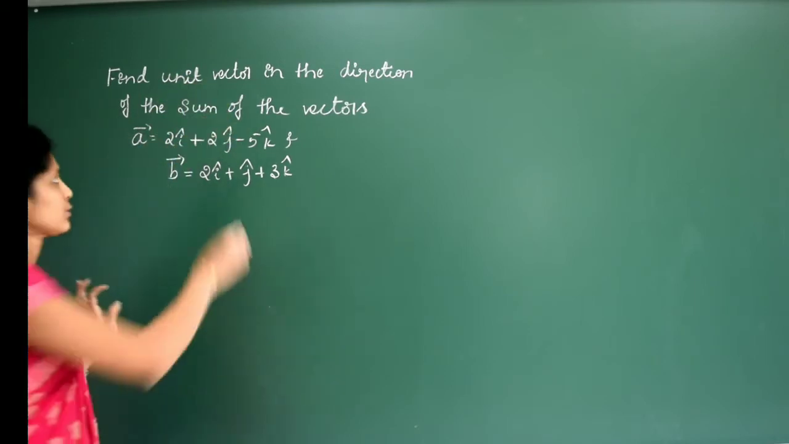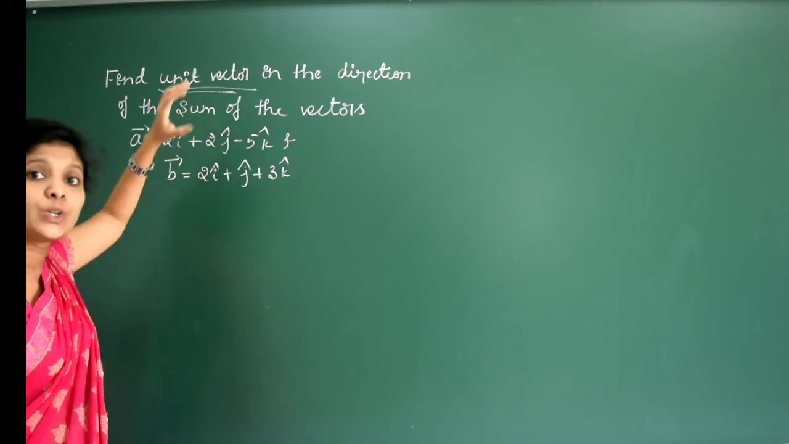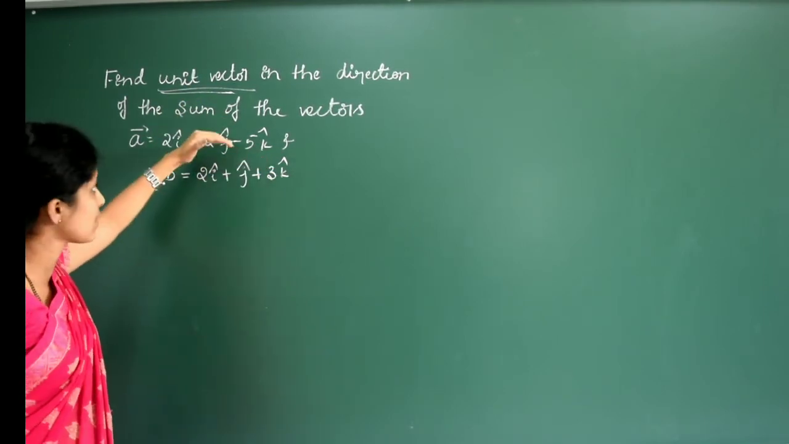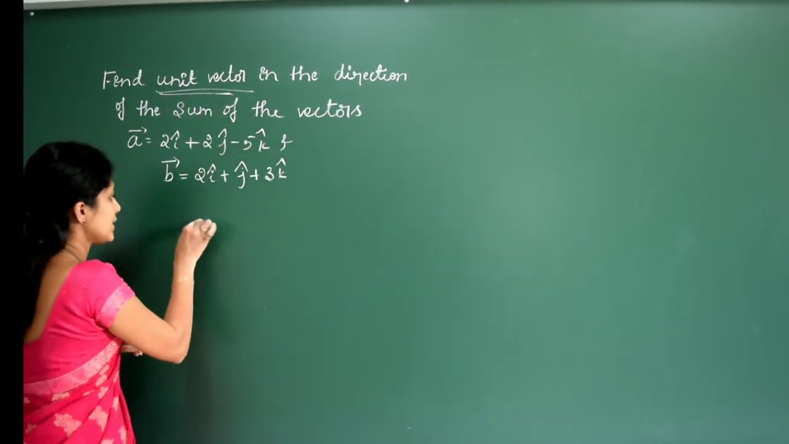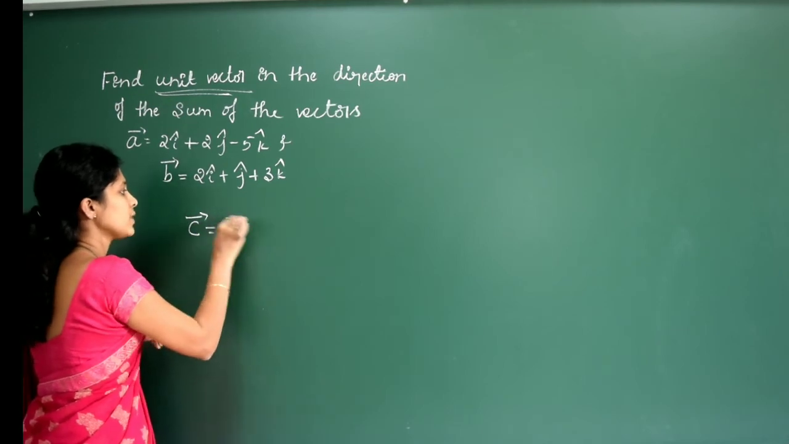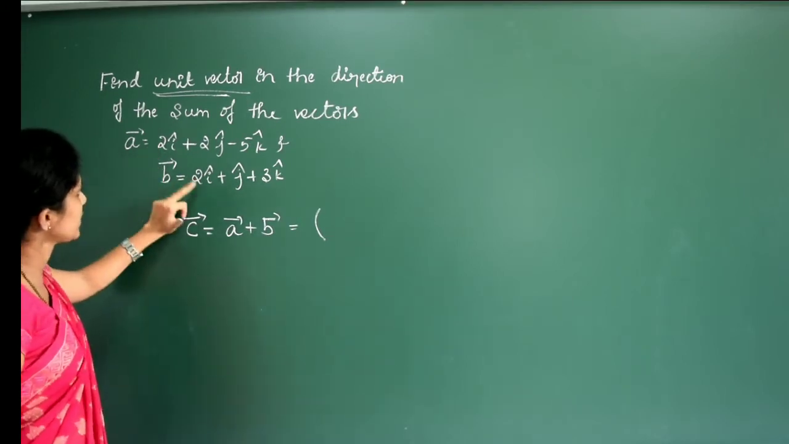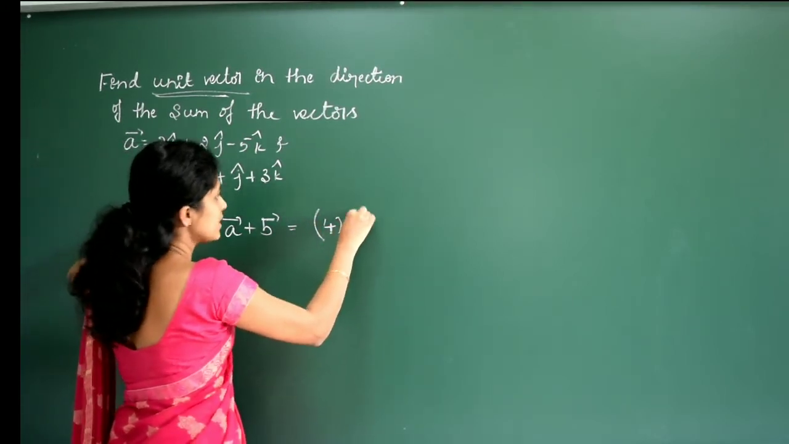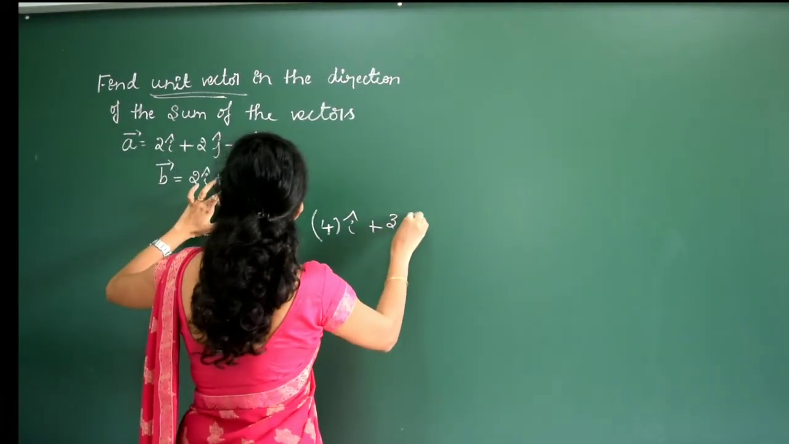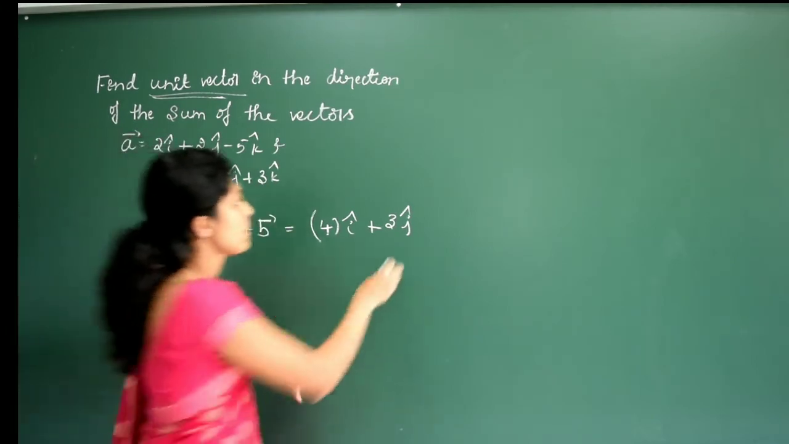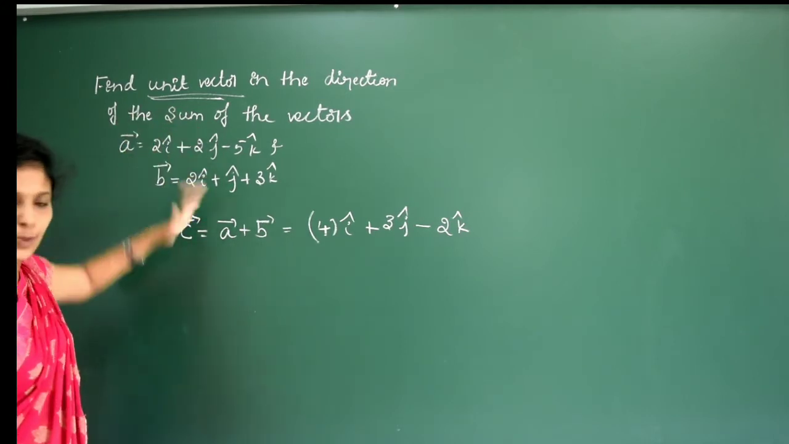Find the unit vector in the direction of the sum of the vectors. You need to find the unit vector for the sum of these two vectors. First, what you have to find? Obviously, the sum of these two vectors. Let us consider C vector equal to A vector plus B vector. What you have to do? Add the corresponding terms. So 2 plus 2 will be 4 i cap, plus 2 plus 1 will be 3 j cap, and minus 5 plus 3 will be minus 2 k cap. Right? Just adding the corresponding terms.